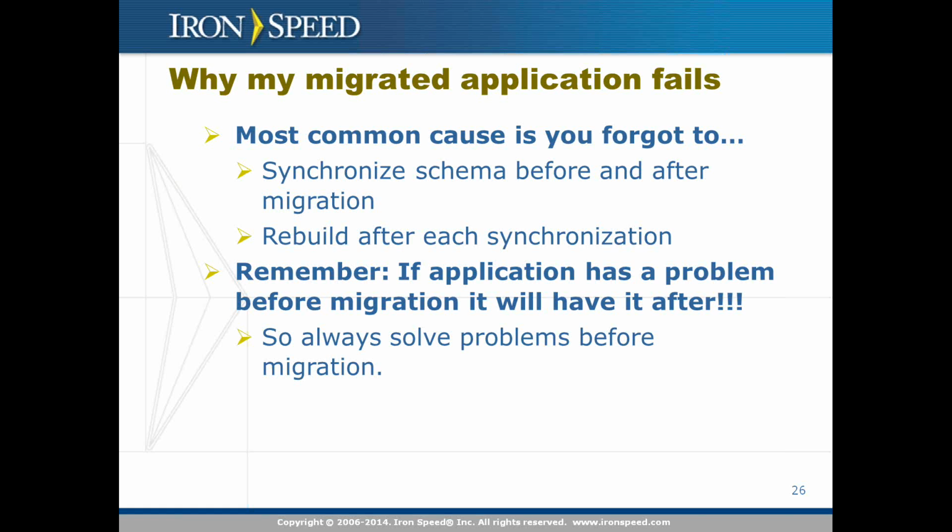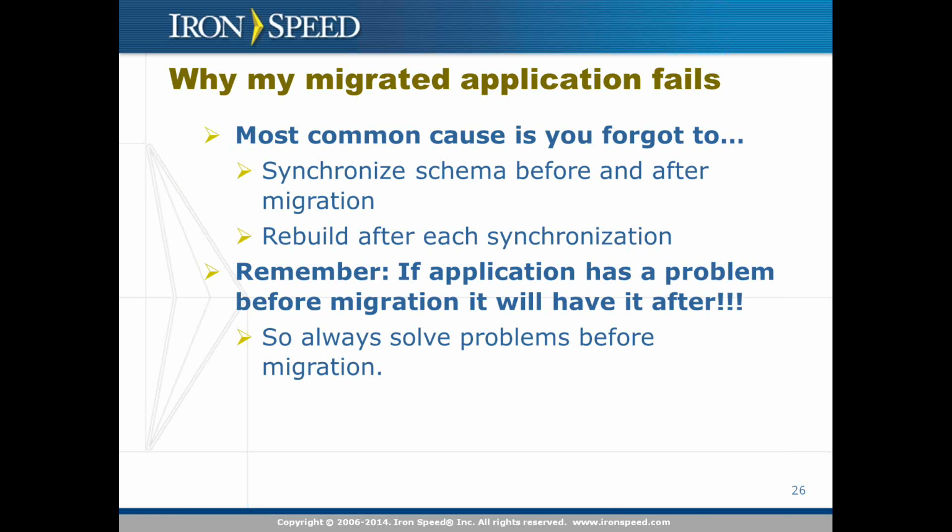The most common cause of migration failure is that you, for example, didn't perform one of the steps I mentioned right now. For example, you did not synchronize the schema before and after migration, or you did not rebuild after each of those schema synchronizations. Or if you rebuild before migration and you see an error, never start migration. So if you saw the error, stop there. Don't try migration. Migration can never fix the problem if it was there. If you had the problem before, migration makes it worse, not better. It never fixes the problems. It only makes them worse.